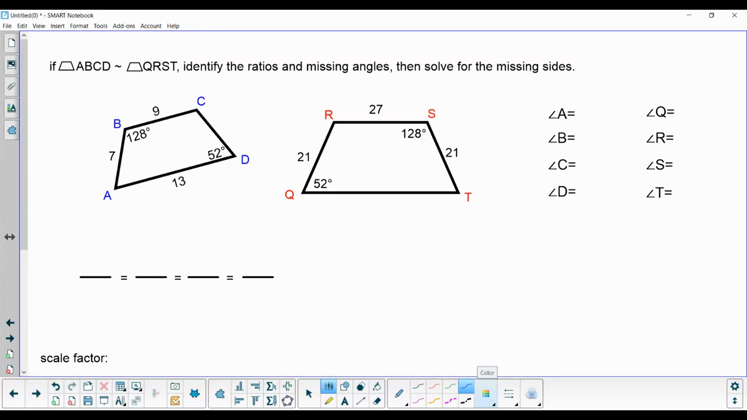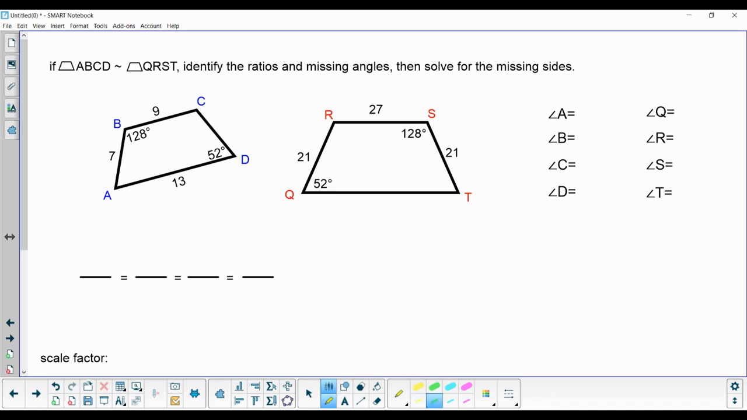Okay, so now that you guys have practiced with matching your similarity statements and your proportions, we are going to now look at how to solve if we don't have all of the sides. So I have another set of trapezoids here, but this time the numbers are different. I can use the same strategies I used in the last one, knowing that I have A, B, C, D, and Q, R, S, T, and those things have to go together.